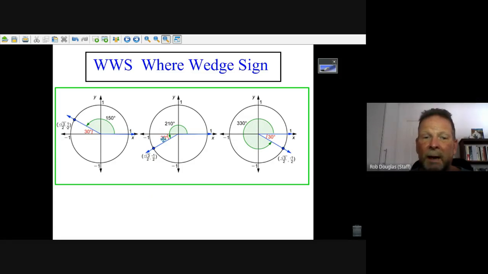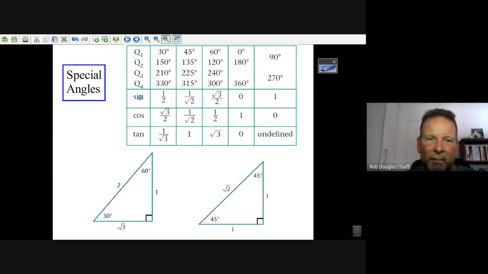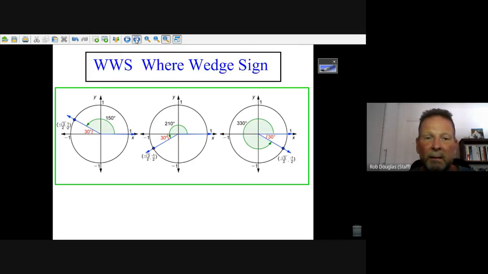But sine is negative down here because only tangent is positive. Remember that, all stations to Cape Town, only tangent is positive here. So it would be negative the sine of 30 degrees. And if we had to figure out, we'd go, oh yeah, the sine of 30 degrees is opposite over hypotenuse. It's 1 over 2. And that's kind of how you do it.